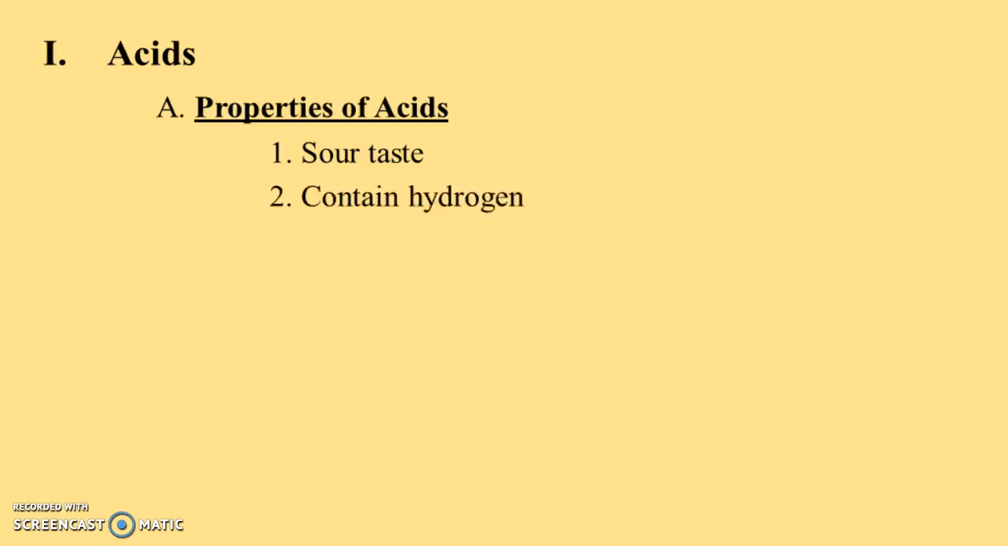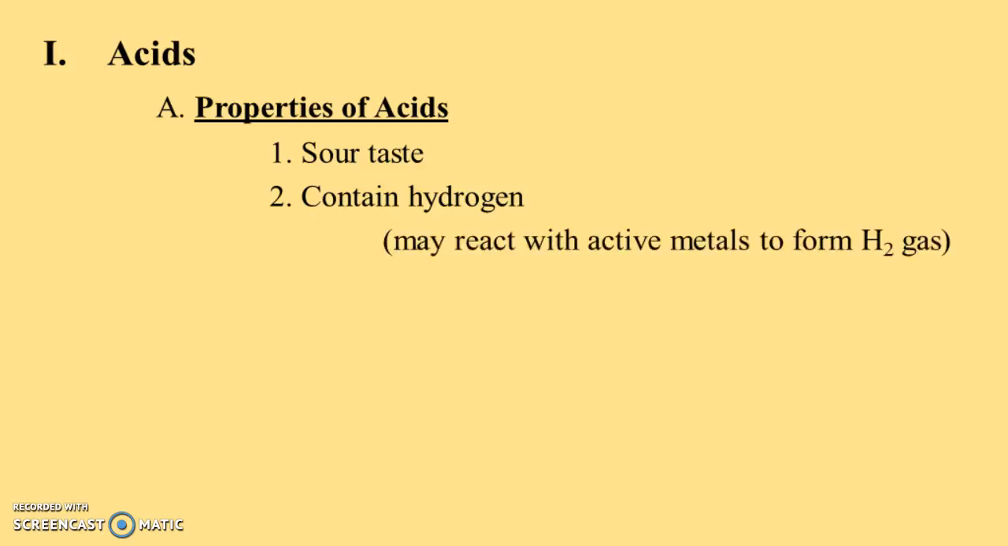We're going to start with acids. So Roman numeral 1 in your notes, acids. Some properties of these acids that we need to be familiar with. They are sour tasting. Now, we should not taste acids in the lab, but things that are acidic tend to have a sour taste. So oranges, lemons, those will have a sour taste. They contain hydrogen. So the way to recognize an acid is it always starts with a hydrogen.